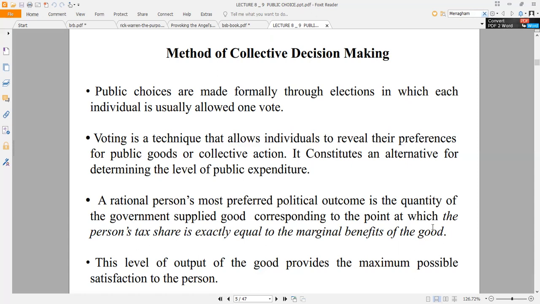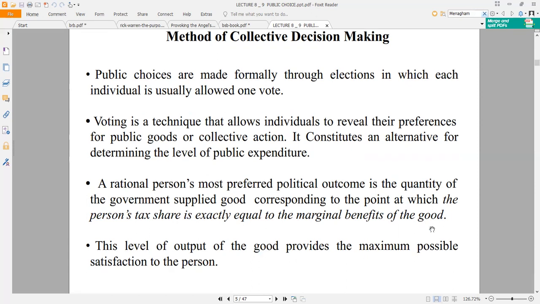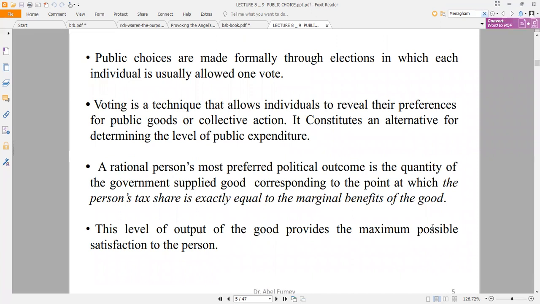Remember, in economics, we think in margins. So I am going to vote in favor or against the production of a particular good. In voting for that good to be produced, I will choose a particular quantity where the proportion of the public expenditure that I am going to pay is exactly the same as the marginal benefit that I am getting from that good. At that point, we say that the voter is in equilibrium, where the marginal benefit is exactly equal to the tax share.